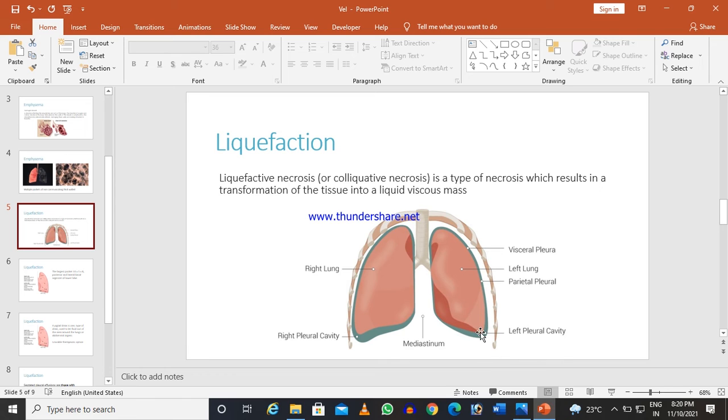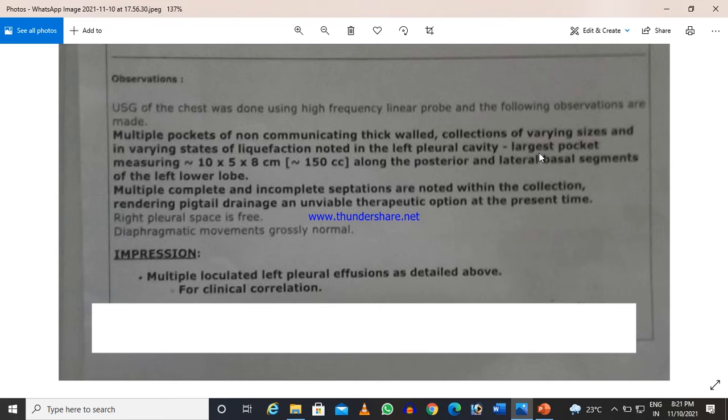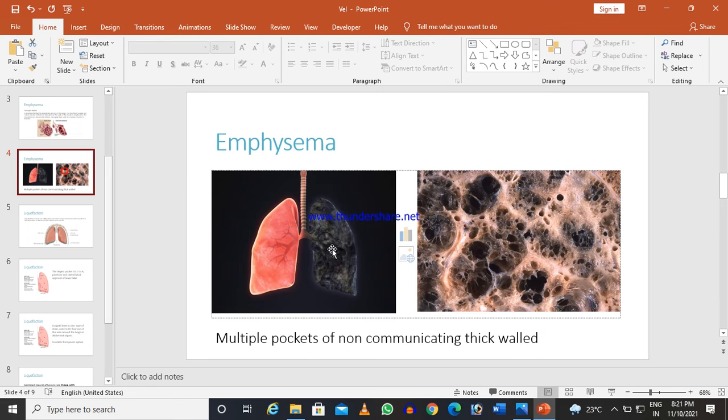That means this area only. This kind of excess accumulation of liquid, the effusion, was observed in the left pleural cavity. Okay, this area. And there is some largest pocket, as we have seen. These are the pockets.